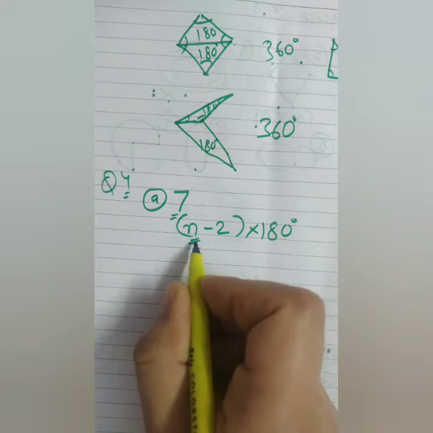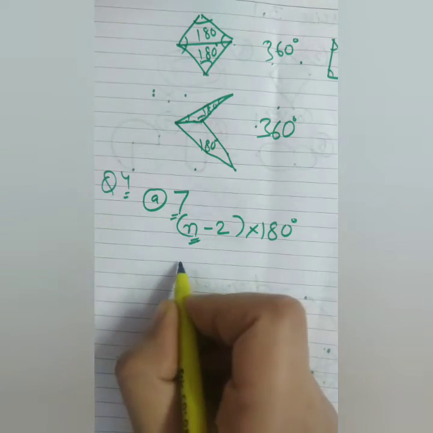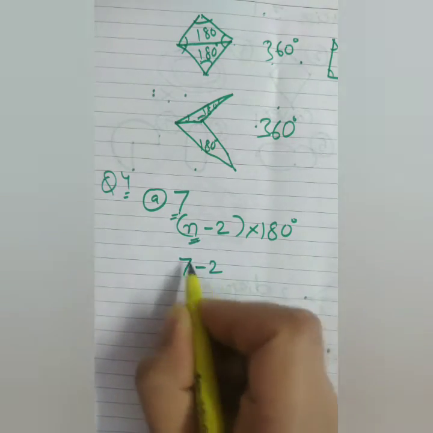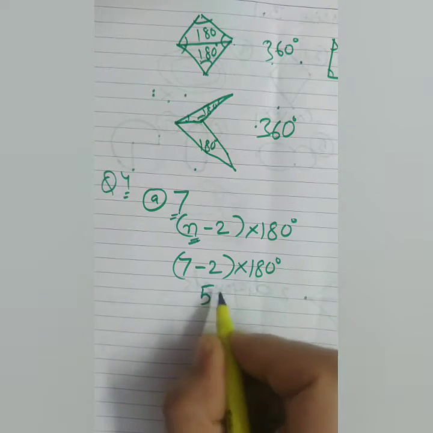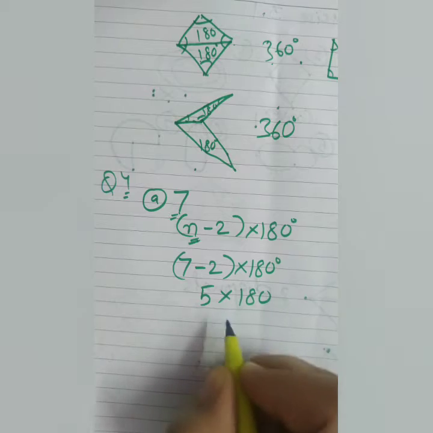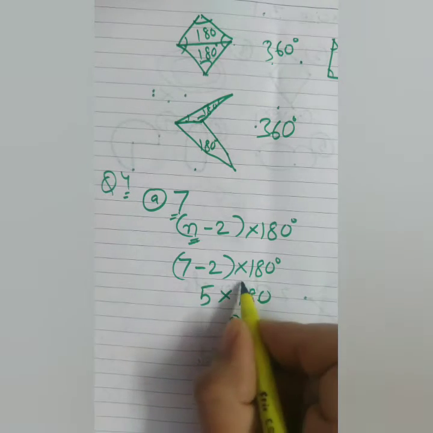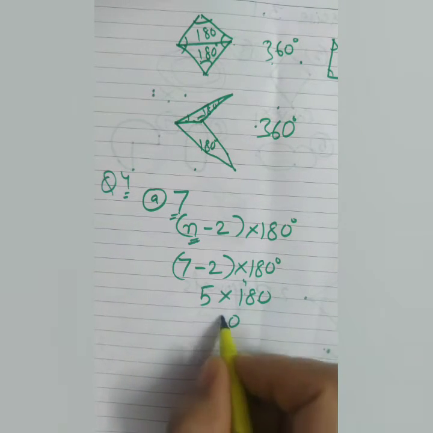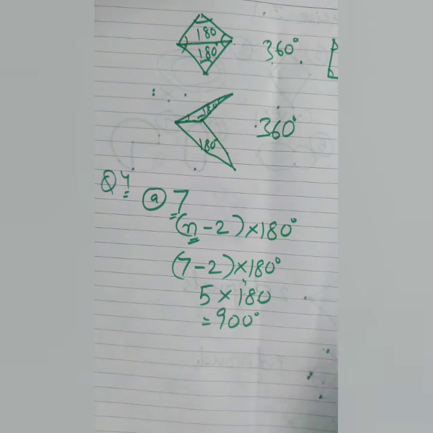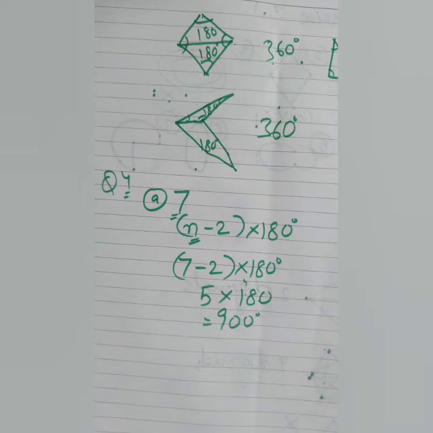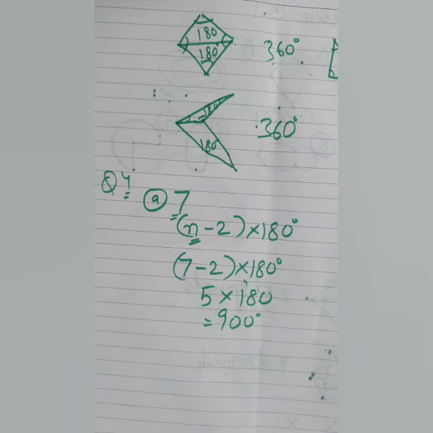Okay. So number of sides is n. So here n is 7. So it will become (7 minus 2) into 180 degrees. That is nothing but 5 into 180 degrees. 5 eights are 40. 5 is 5, 6, 7, 8, 9. 900. So if a convex polygon has 7 sides, then its angle sum will be 900 degrees.